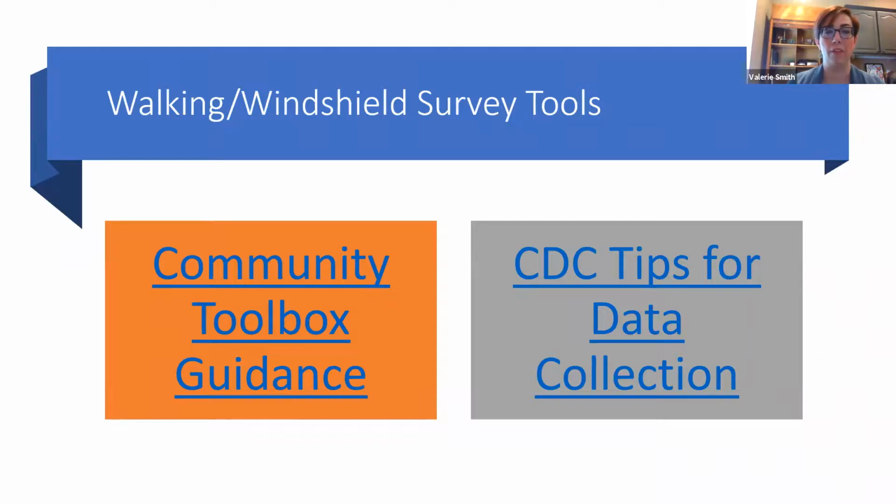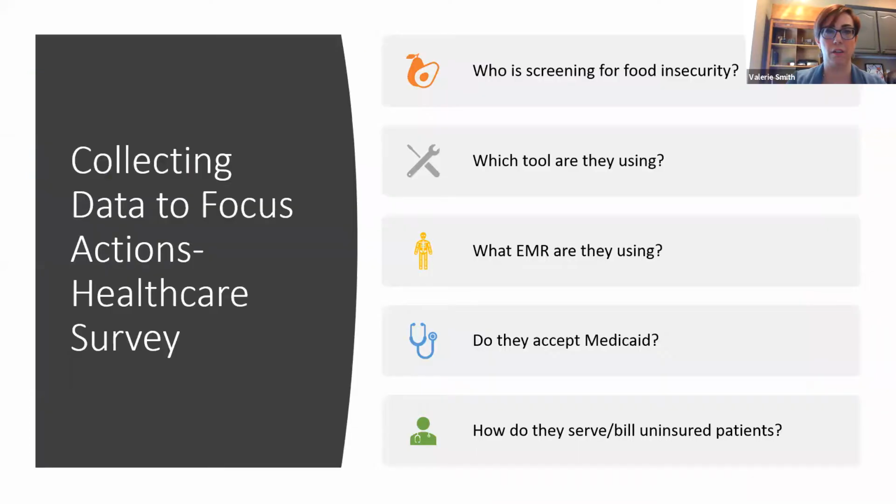And those events, so that EHF one unfortunately is not available online. I need to pester them about getting that one up. But there is the Community Toolbox guidance, which is actually out of the University of Kentucky, but has a ton of guidance for community coalitions, but specifically has some templates and guidance on windshield or walking surveys. And then the CDC also has some tips for data collection as well, you can find.